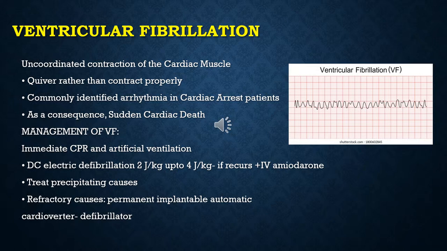So what is meant by ventricular fibrillation? It is uncoordinated contraction of the cardiac muscle, a quiver rather than proper contraction, and it is the commonly identified rhythm in a cardiac arrest patient. As a consequence, sudden cardiac death happens if you don't treat the patient very rapidly and very well. Management of VF: immediate CPR and artificial ventilation if needed. DC shock at about 2 joules per kg up to 4 joules per kg. If the patient reverts to sinus rhythm, give intravenous amiodarone. Treat the precipitating factor if present. In refractory cases, a permanent implantable cardioverter defibrillator.